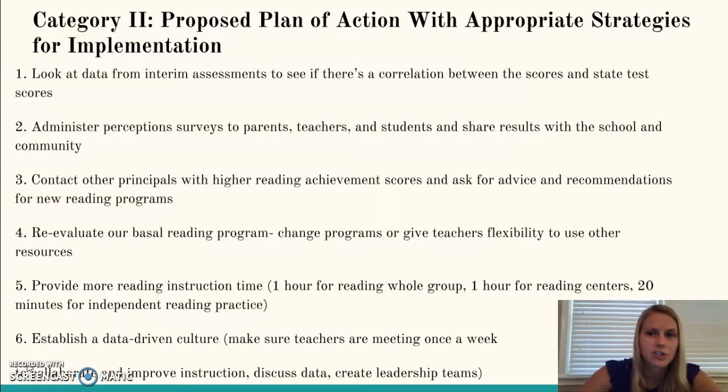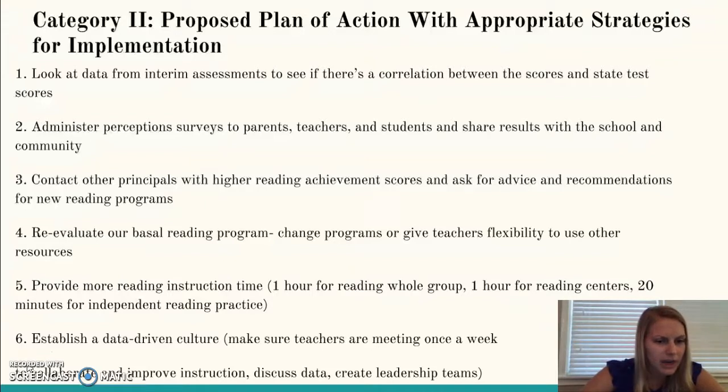Propose plan of action with appropriate strategies for implementation. Number 1, look at data from interim assessments to see if there's a correlation between the scores and state test scores. Number 2, administer perception surveys to parents, teachers, and students and share results with the school and community. Number 3, contact other principals with higher reading achievement scores and ask for advice and recommendations for new reading programs. Number 4, reevaluate our basal reading program, change programs, or give teachers flexibility to use other resources.